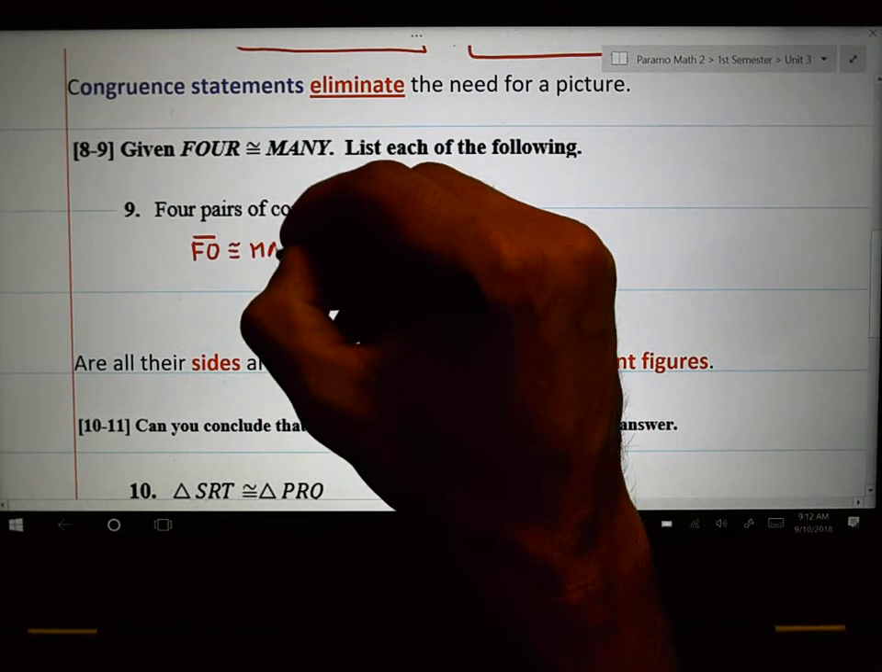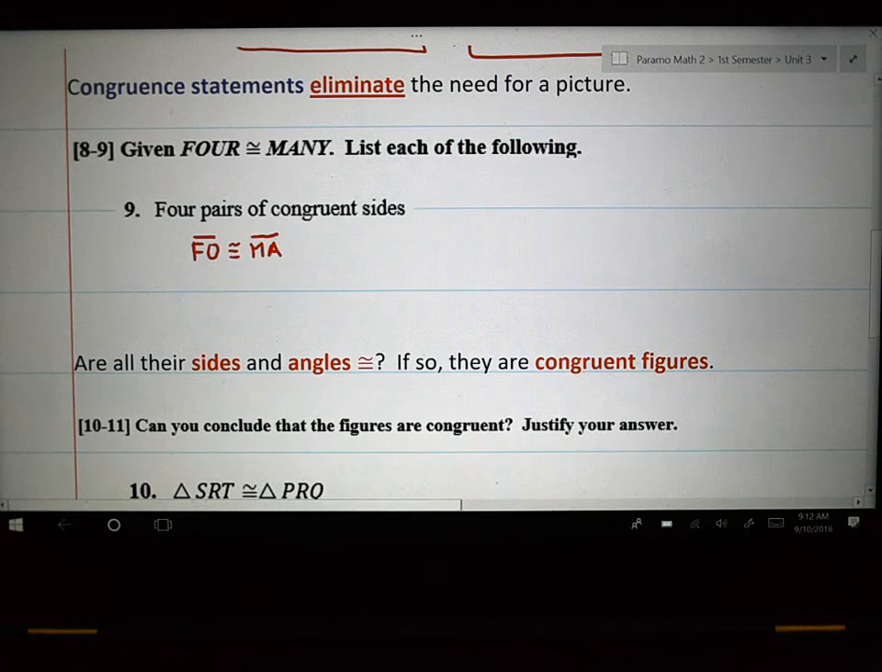And then what goes on top is a segment bar. Segment MA. That's how you tell me you're putting a segment bar, is you would say segment MA. That's 1 pair of sides that match up.